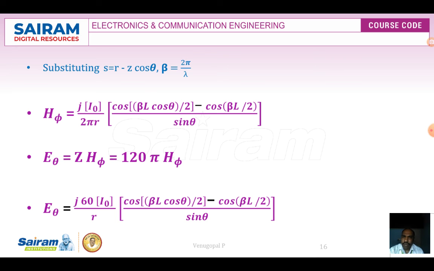Then E theta becomes 120π into H phi, which is j into I naught by 2πr into (cos of (βL by 2 cos theta) minus cos of βL by 2) divided by sin theta. By simplifying that, you will get E theta is equal to j into 60 into I naught by r into (cos of (βL by 2 into cos theta) minus cos of βL by 2) divided by sin theta. So these are the far field equations of the thin linear antenna. So thank you for watching the video.